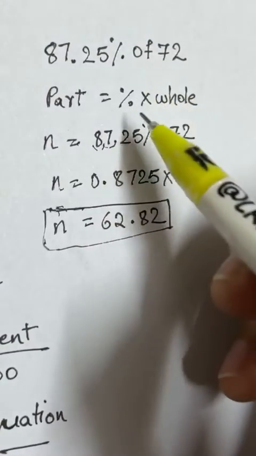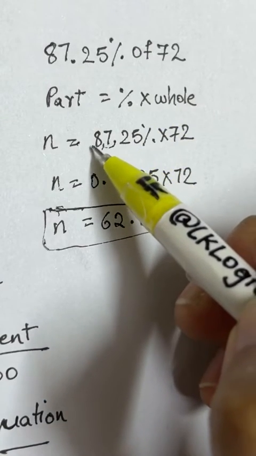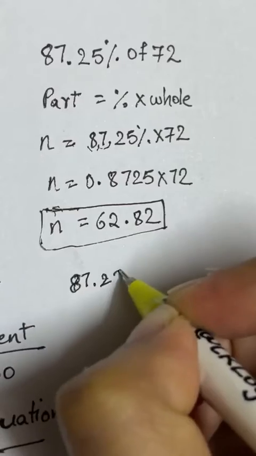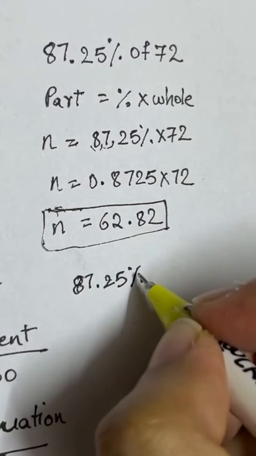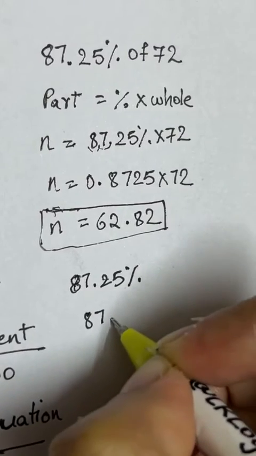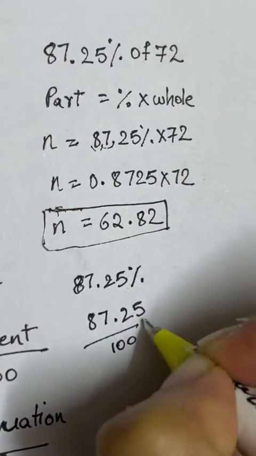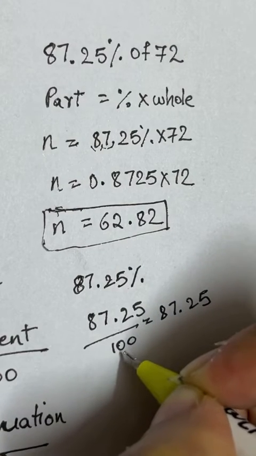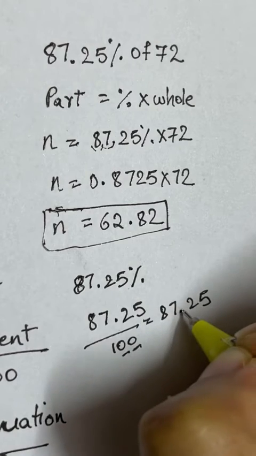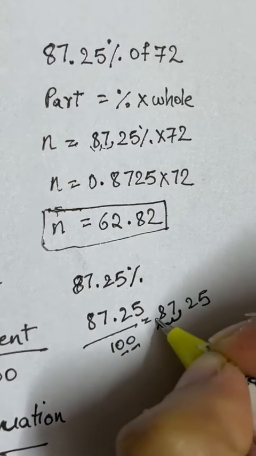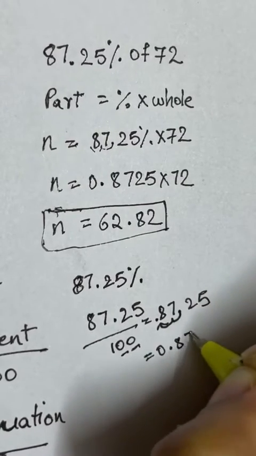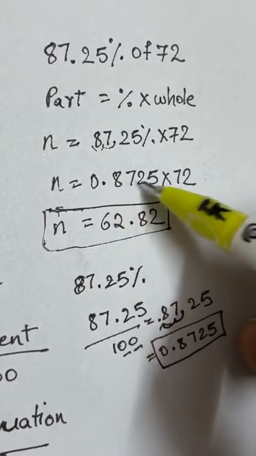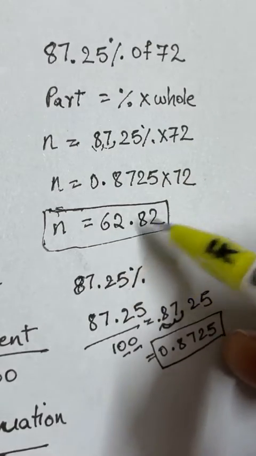Whenever you're converting a percent to decimal, you just have to move the decimal 2 slots towards left. Why? Suppose you have 87.25%. How are you going to convert it to decimal? Just change the percent symbol to out of 100. 87.25 divided by 100. Write down the numerator as it is, 87.25. Now check how many zeros are there in the denominator with 1. That's 2 zeros. So move the decimal 2 slots towards left, and you get 0.8725. This is how you change a percent to decimal. So we have written 0.8725 times 72, and that's equal to 62.82.